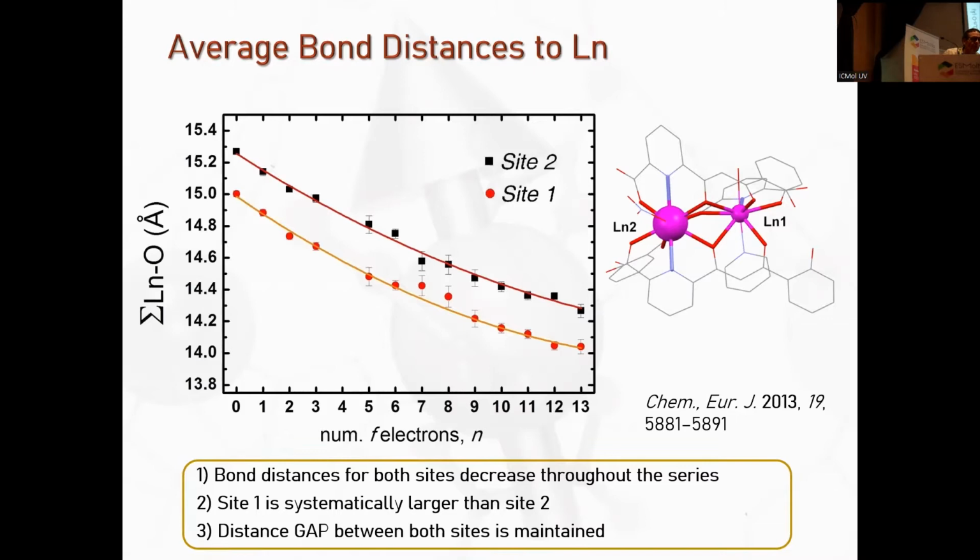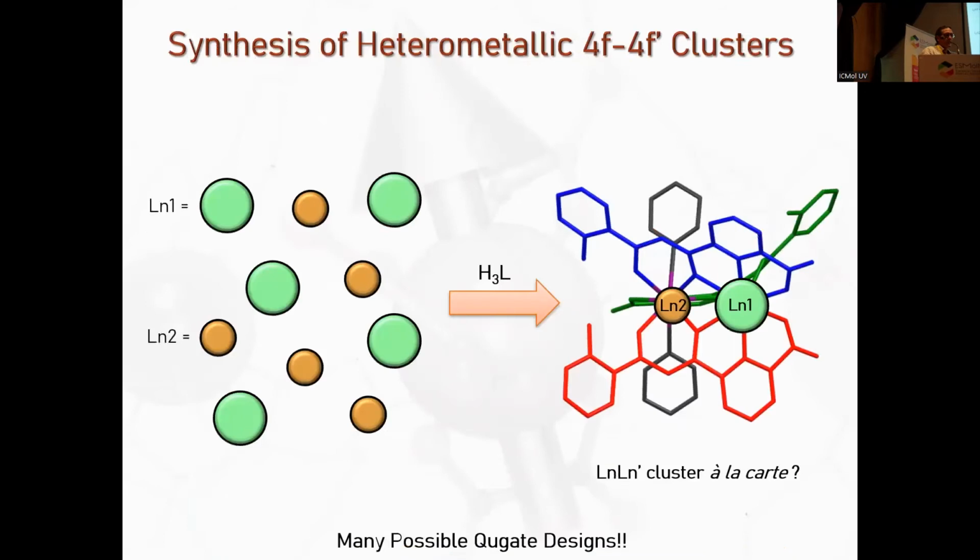Even if in the ensemble the bond distance is going down, this gap is maintained, which shows us that this coordination environment somehow should favor in one position metals that would be larger than in the other position, okay? And so immediately, us as synthetic chemists, that brought us the idea that this system could be used to spontaneously discriminate or separate metals of different size in two positions of this molecule.